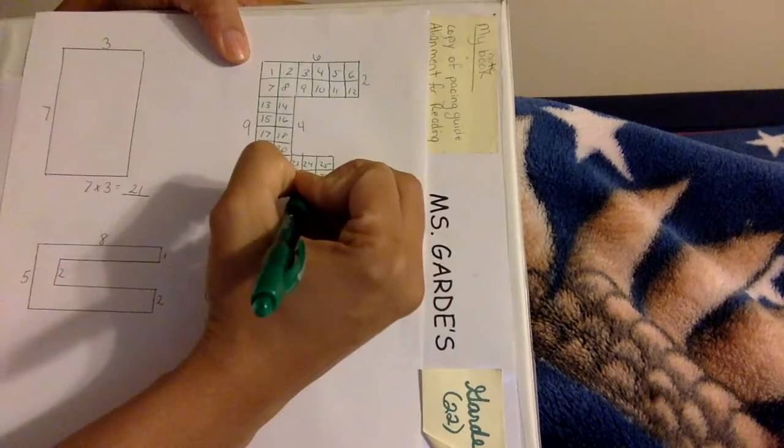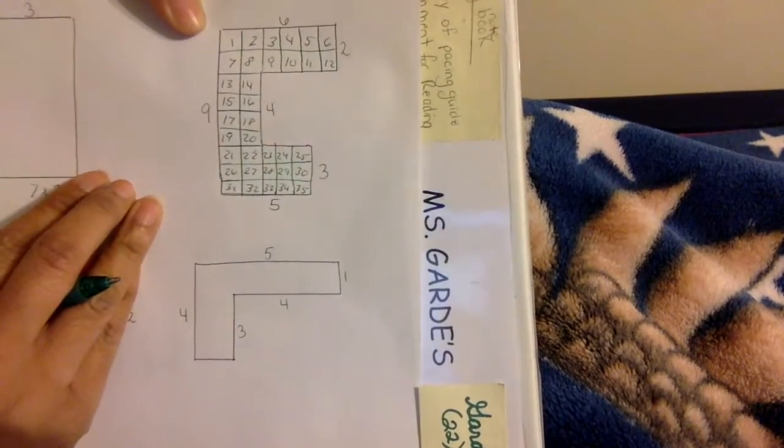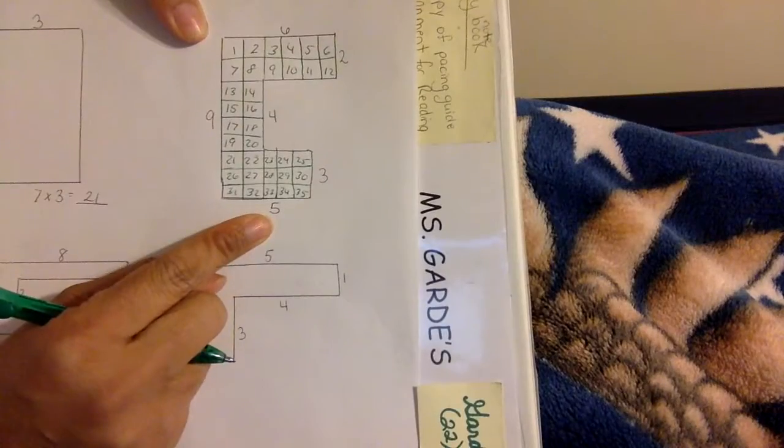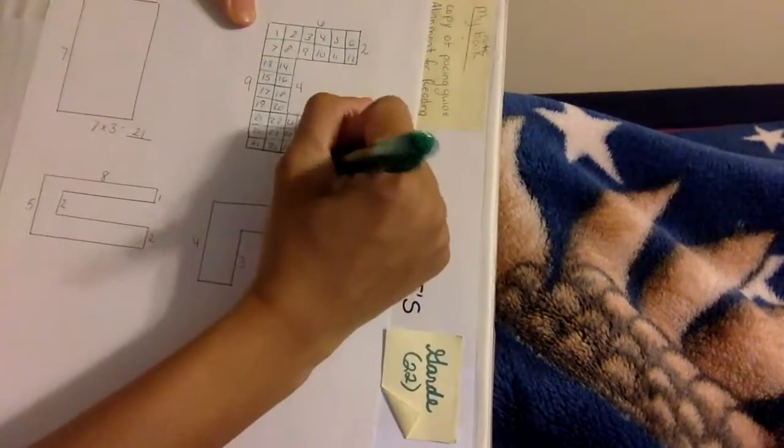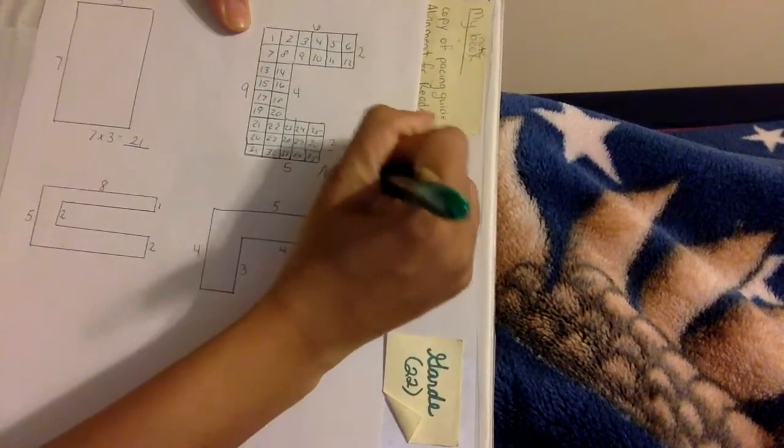So I know I did this kind of fast, so hopefully if I didn't skip any numbers, the area of this shape would be 35. So there we go. So that's one of the problems on how you solve it.